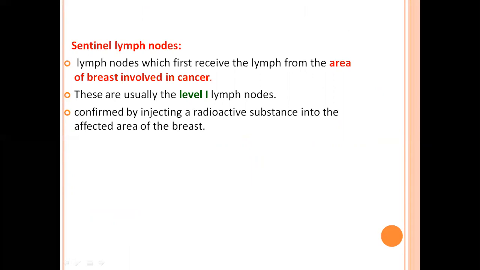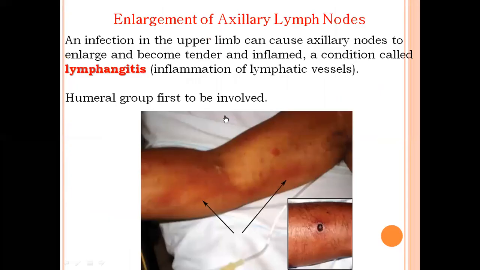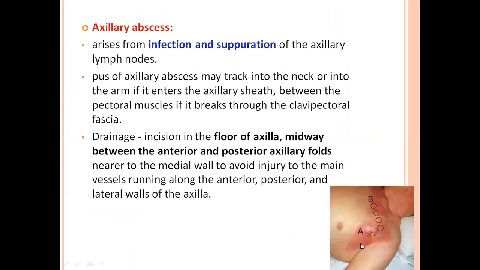So in case of breast cancer, clinicians, instead of naming them as anterior, posterior, lateral, central and apical, use the word level 1. That means the cancer cells are spreading to the level 1 group of lymph nodes. That is, you can see, like sentinel lymph nodes.